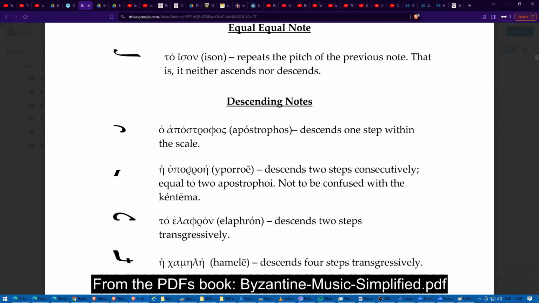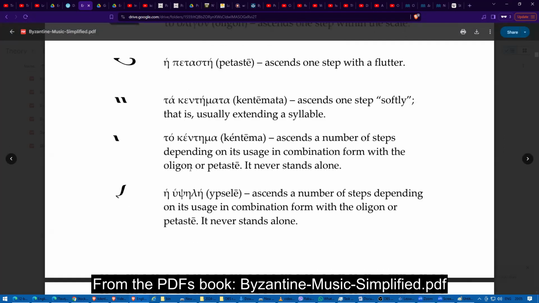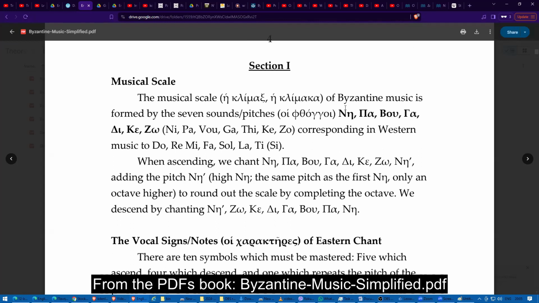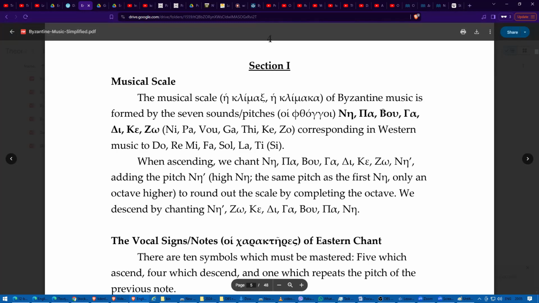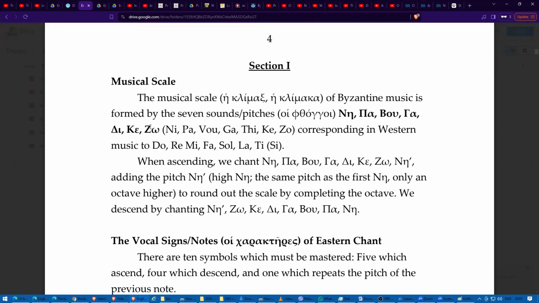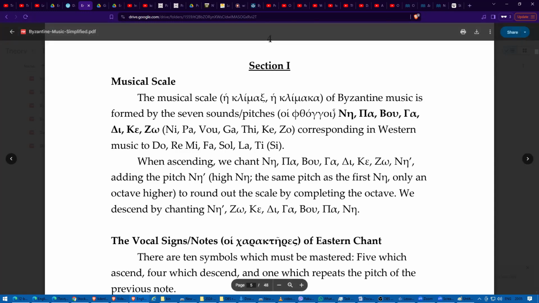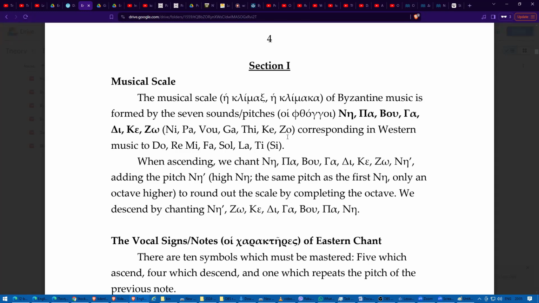In the first lesson, we saw what the notes were, and we mentioned that they go ni, pa, vu, ga, di, ke, zo, and then again ni. In terms of singing these, we will start with an arbitrary bass.